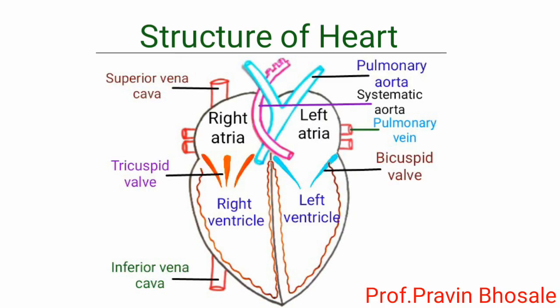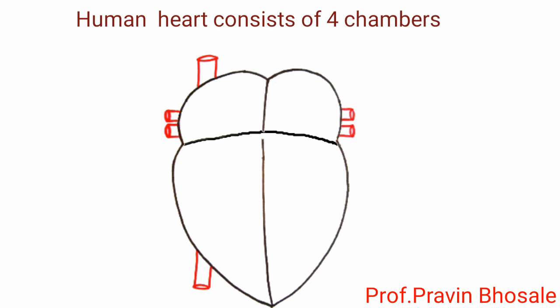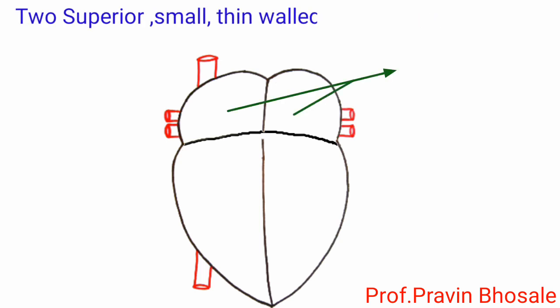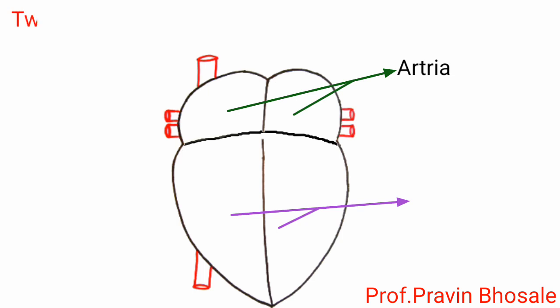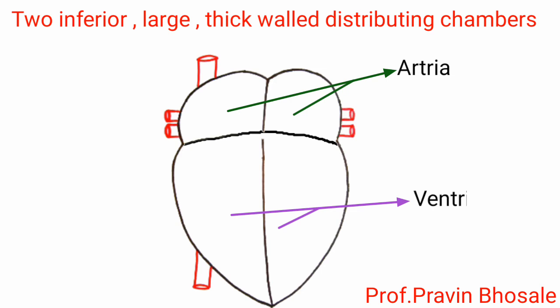Hello students, let's revise about the structure of the heart. The human heart consists of 4 chambers: 2 superior, small, thin-walled receiving chambers called atria and 2 inferior, large, thick-walled distributing chambers called ventricles.